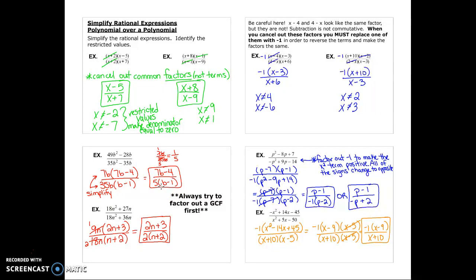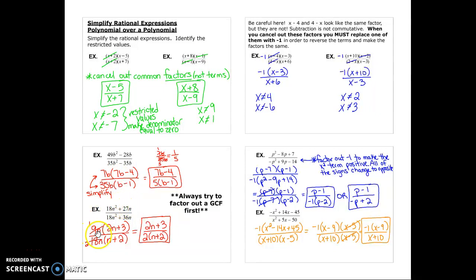All right, now in the next one, 18n squared plus 27n divided by 18n squared plus 36n. You cannot cancel these 18n squareds out. I know that they are the same. However, we're not allowed to just cancel terms. Okay? They have to be a factor. They have to be held together by multiplication like we had here.